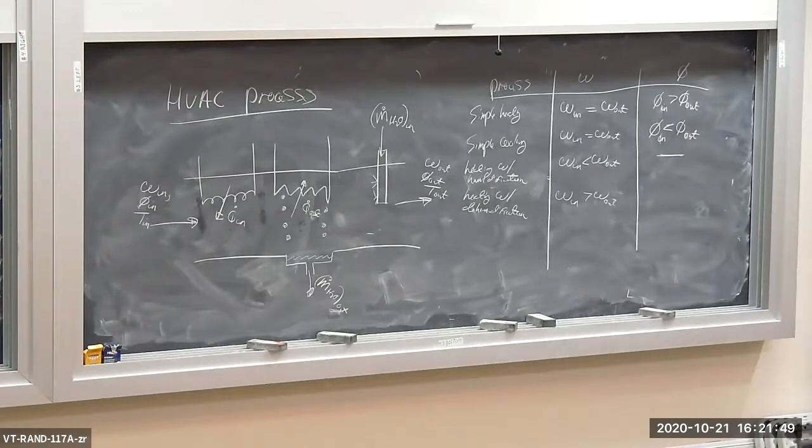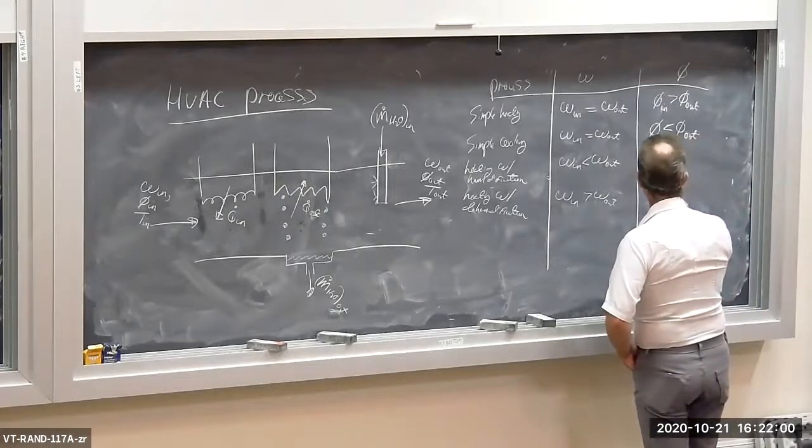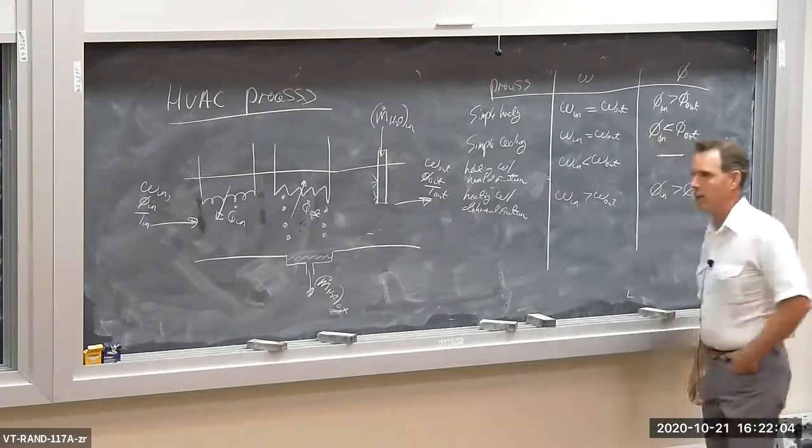If we're heating it, that means relative humidity goes down. If we're extracting H2O, that also means relative humidity goes down. So I can definitely say that the inlet relative humidity is greater than the outlet relative humidity. Okay?